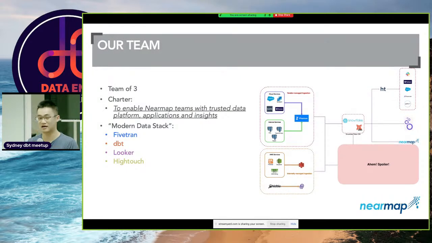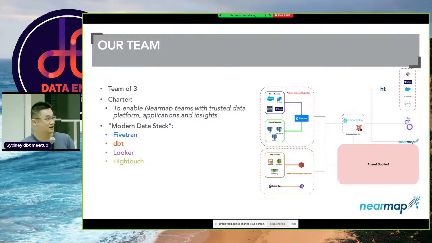We also work with the AI team as well. Ari there is from our AI team, so we help them manage some metadata. So very across the board, and our charter here is to enable our company teams with trusted data. It's all about both the trust that people have on our team, but also on our data assets as well, and also the platform applications and insights. So basically everything that analytics would cover.